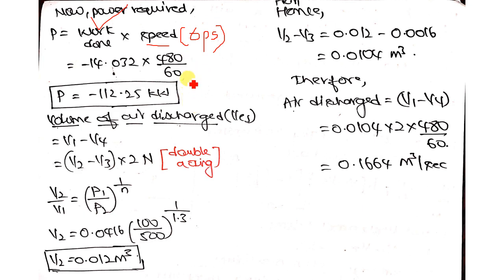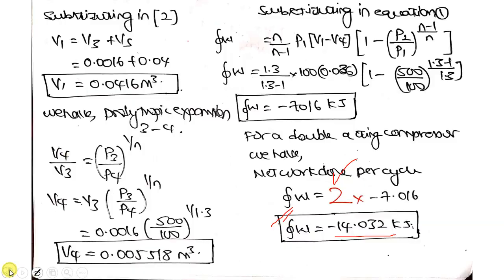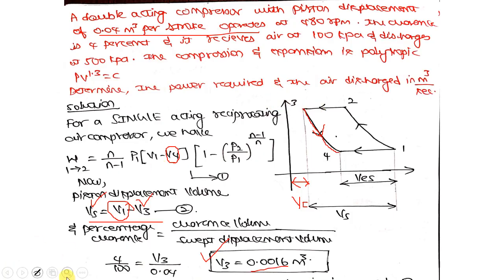Now, volume of the air discharge. Volume of the air discharge is given by V1 minus V4. See, V1 minus V4 is also equal to V2 minus V3, because your air compression process is symmetric, meaning whatever the value of V2 minus V3 is, the same value would be V1 minus V4, because this length is equal to this particular length in your air compression process.